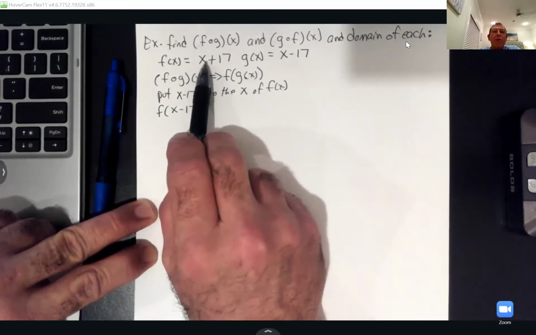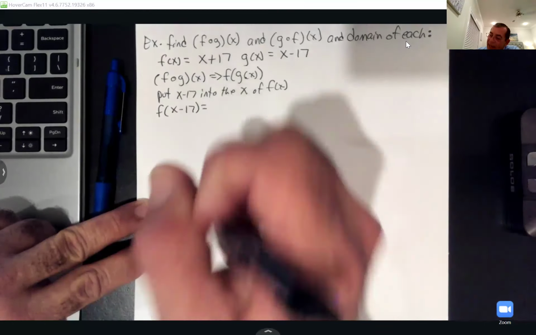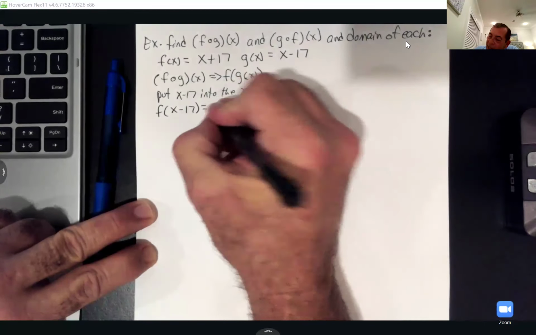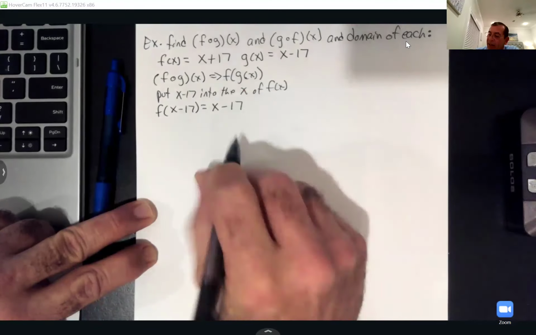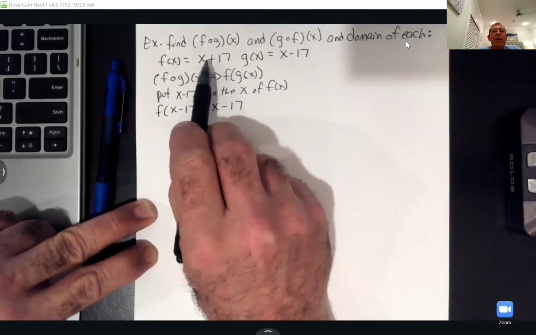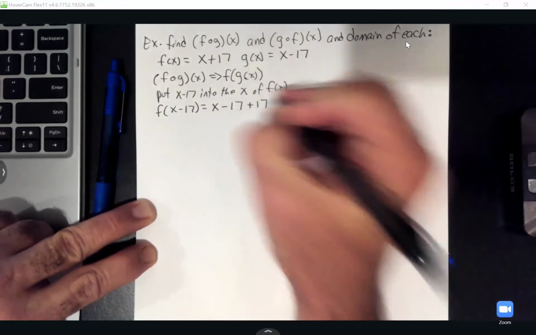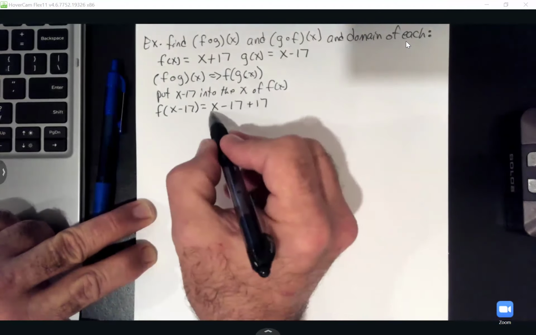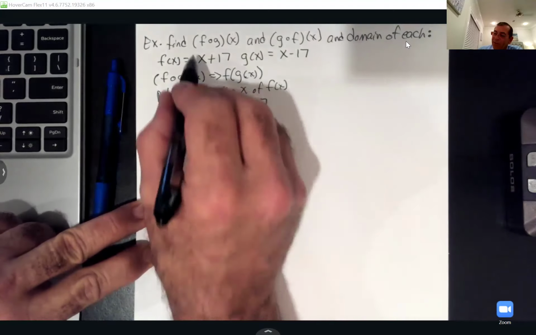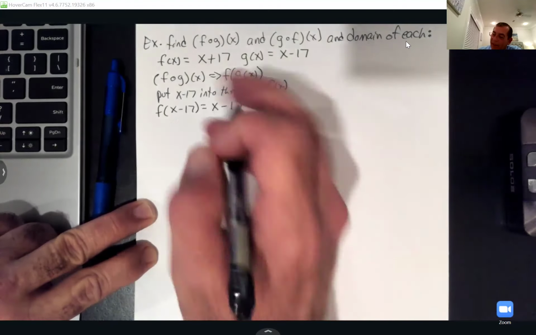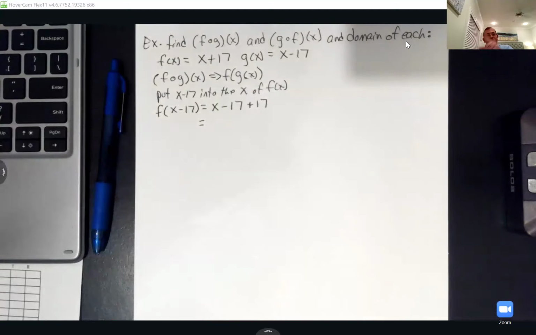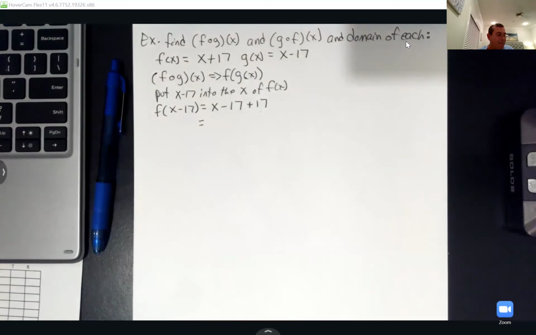The f equation starts right off with an x, so in place of that x, I'm going to put x minus 17. And at the end, we still have a plus 17. So I have my g of x put in for the x, plus my 17. Can you simplify that down?